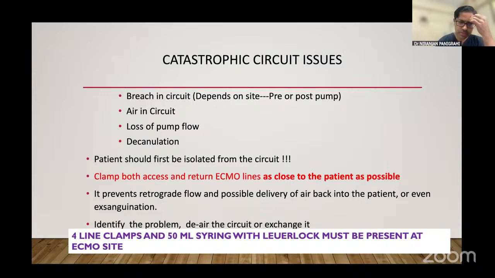Now what should we do? Patient safety is first. Isolate the patient. As I told, four line clamps. So switch off the machine, put on clamps. That is the first thing to be done whenever patients develop these kinds of problems. Clamp the access and the return. Now the return cannula clamp should be as close to the patient as possible, that means very near to the neck port. That is very important, so that you can avoid as much air as possible from entering.